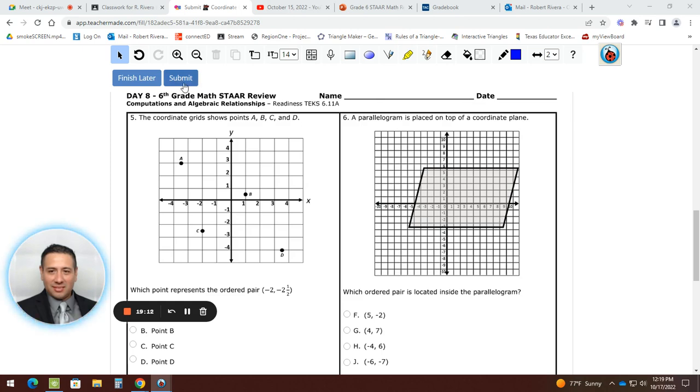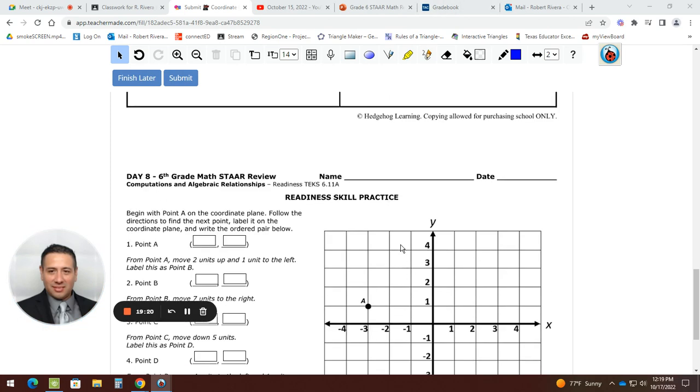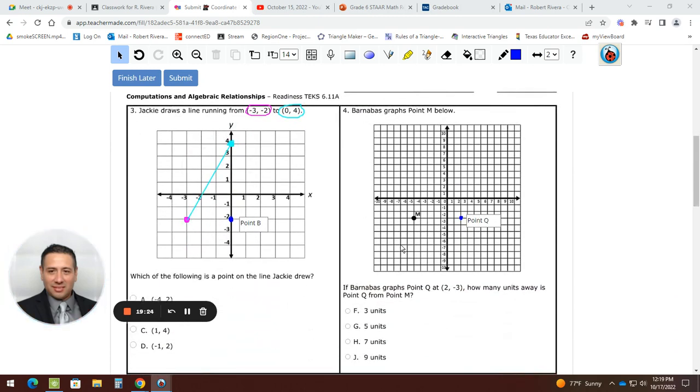So 1 through 6 is for homework only. Do not click submit. You're going to click finish later because I have another handout at the bottom that we're going to do together tomorrow as a team. All of them are for homework, sir. With number 4, we already did it. You see, this guy's asking for number 4 when we already did it. Homework is 1 through 6. Are you going to click submit? No, finish later.